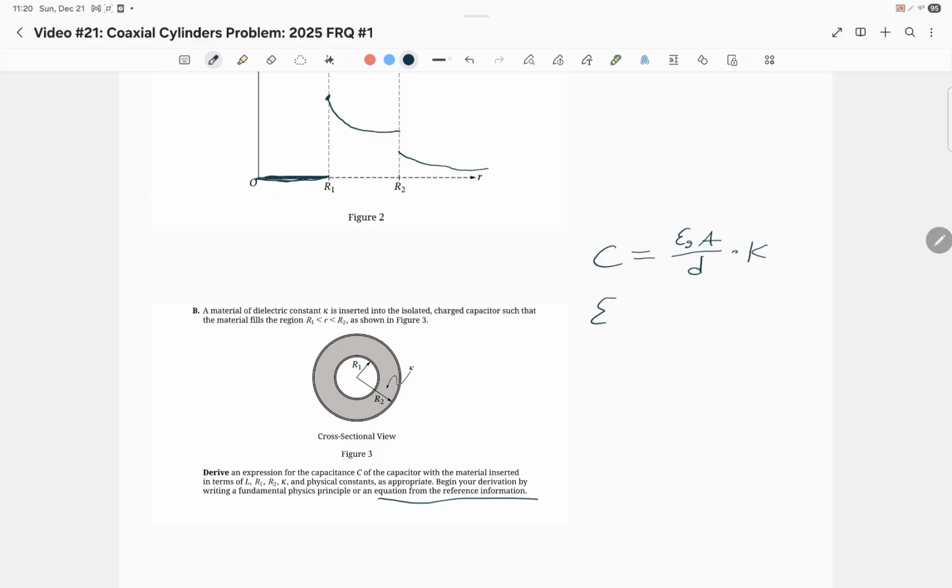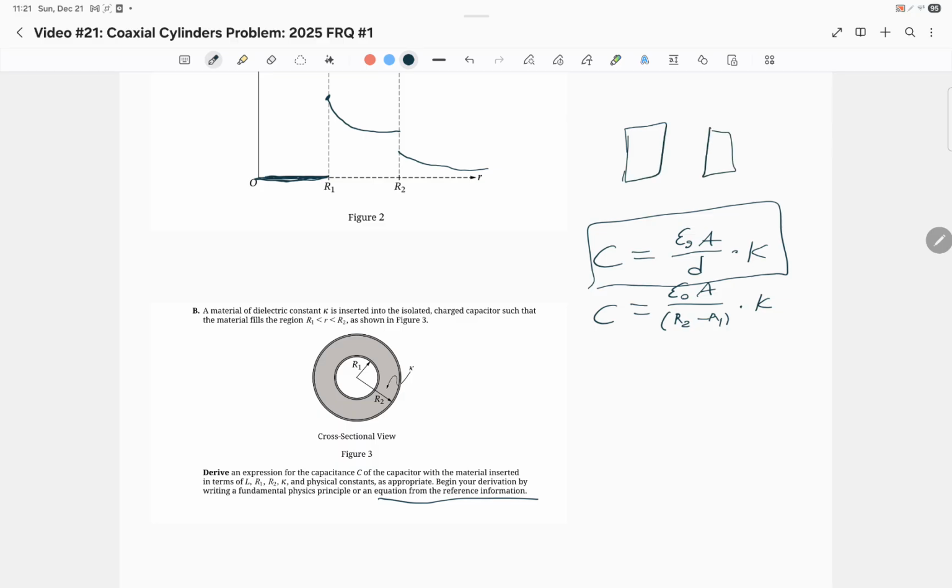So we have epsilon naught A over R2 minus R1, sorry, times K, but there's still something here that we need. What is A? Area. That's going to be the area of the smallest capacitor plate. Usually you would use this equation when you have parallel plates, like two rectangular sheets and then a dielectric between them, sort of like a sandwich.